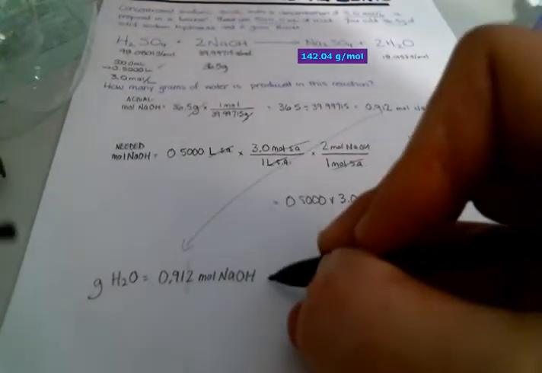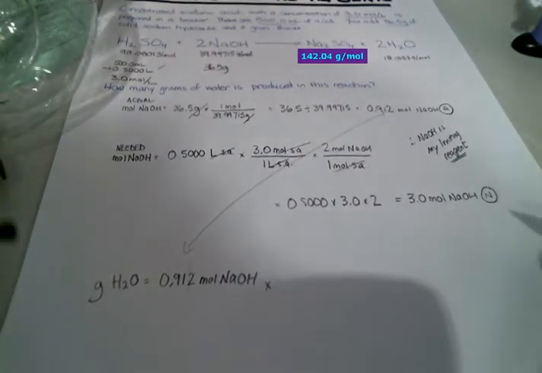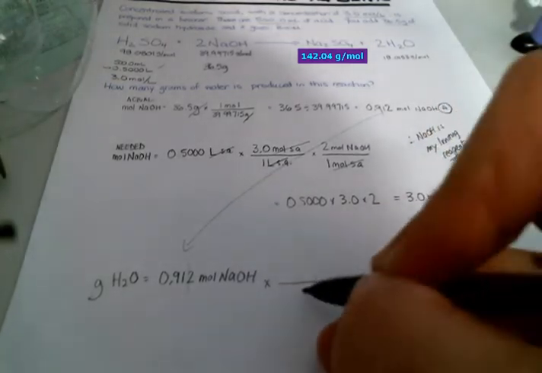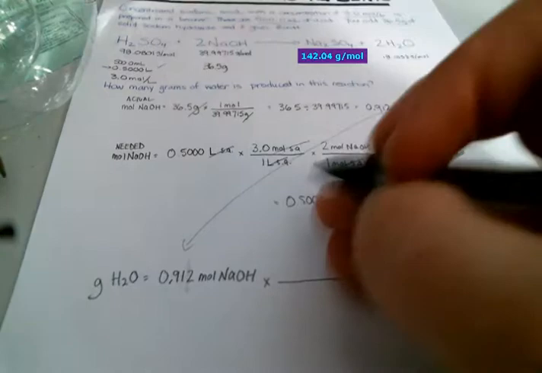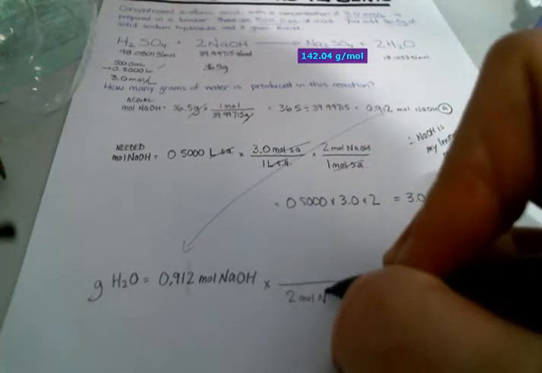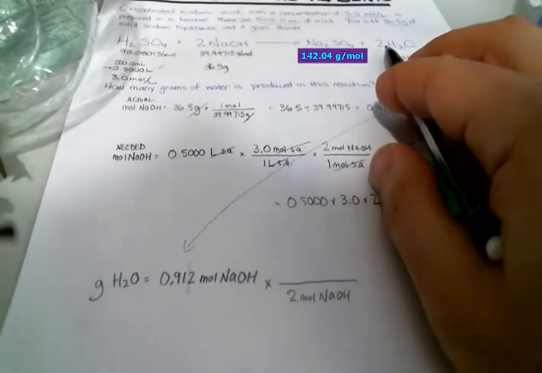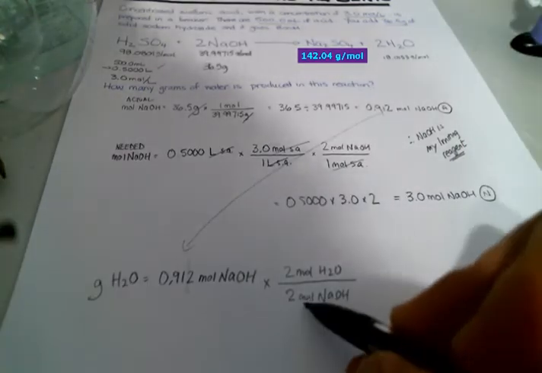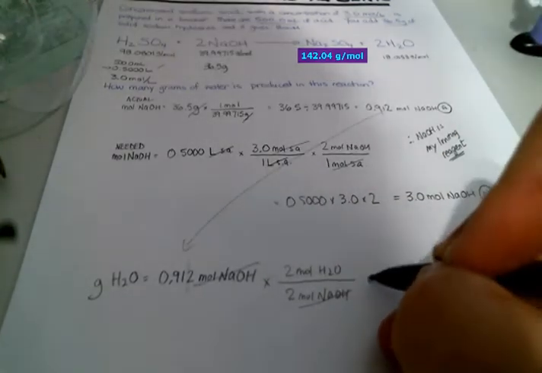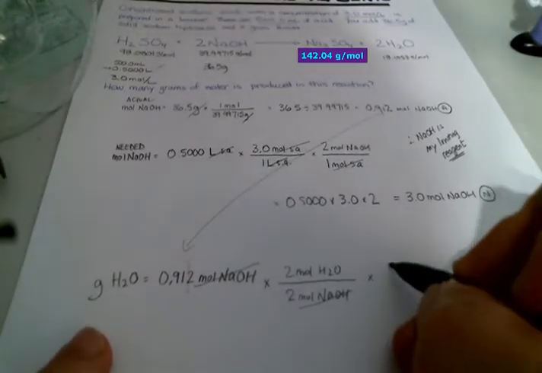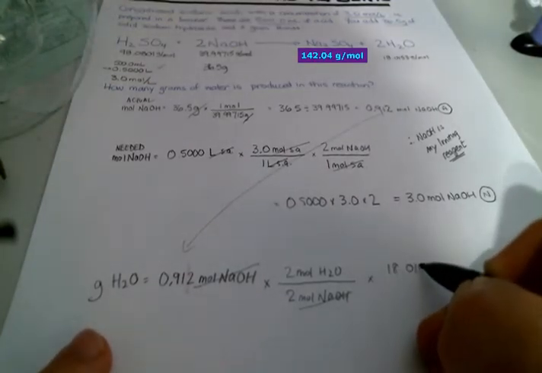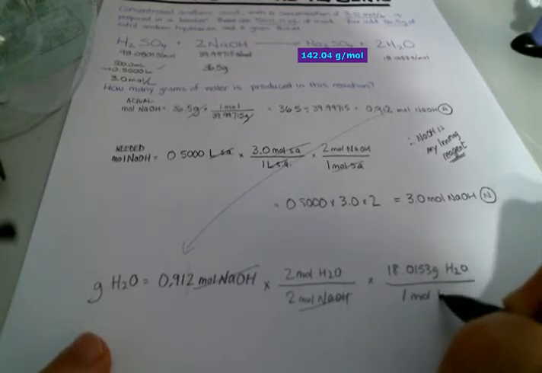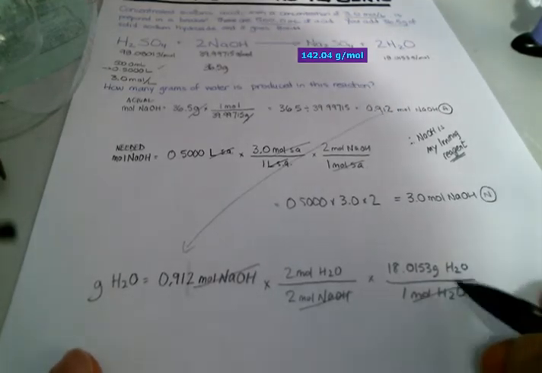All right, looks good. Then we're going to multiply that by, now that we have moles, best thing to use is the molar ratio to switch to moles of the other substance. So I know that I have 2 moles of sodium hydroxide up here. And I've got 2 moles of water over there. Okay, that cancels the moles of sodium hydroxide out, which is good. I got moles of water, I want grams of water. So 18.0153 grams of water per 1 mole of water. Okay, that'll cancel the moles out there.